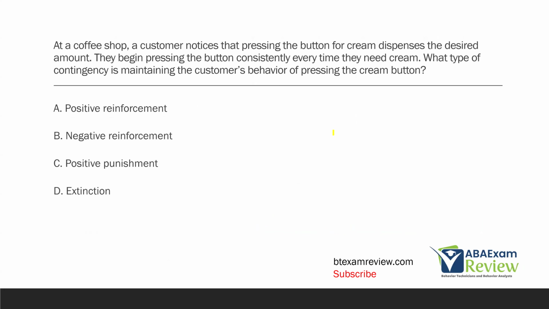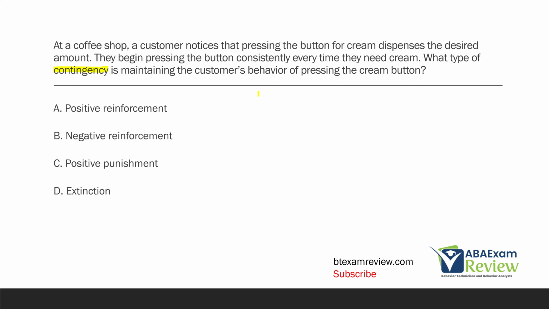At a coffee shop, a customer notices that pressing the button for cream dispenses the desired amount. They begin pressing the button consistently every time they need cream. What type of contingency is maintaining the customer's behavior of pressing the cream button? Pretty straightforward question. It's just a consequence question, but asked a little differently because the question is asking you what type of contingency is maintaining the behavior.